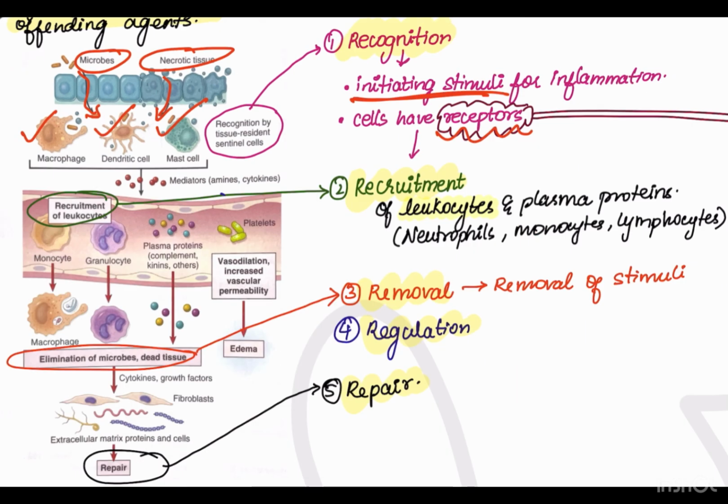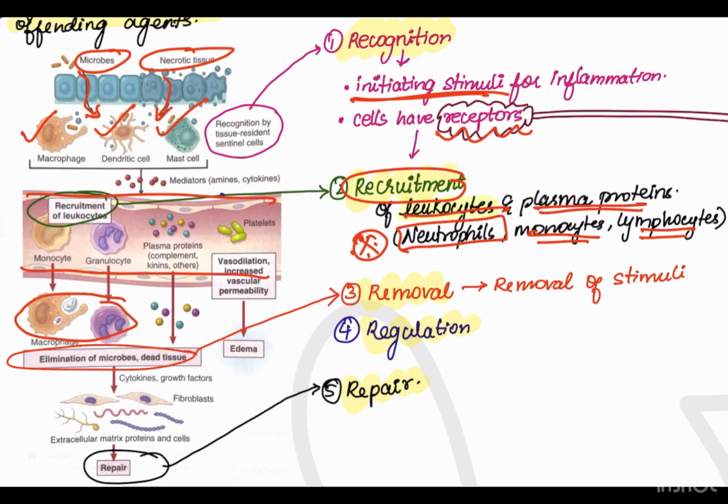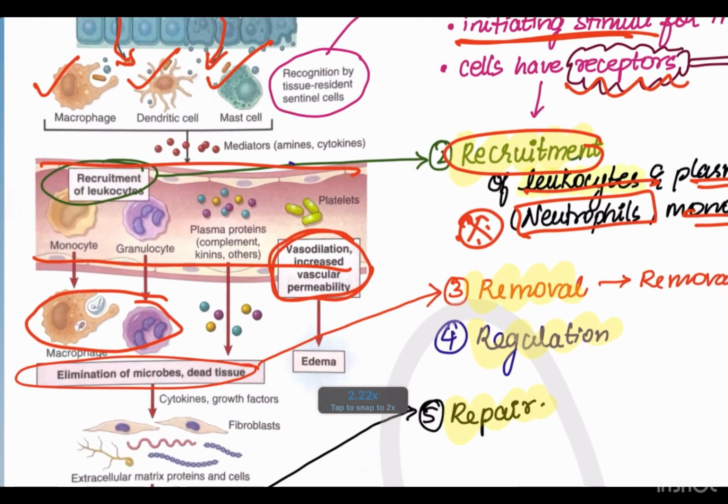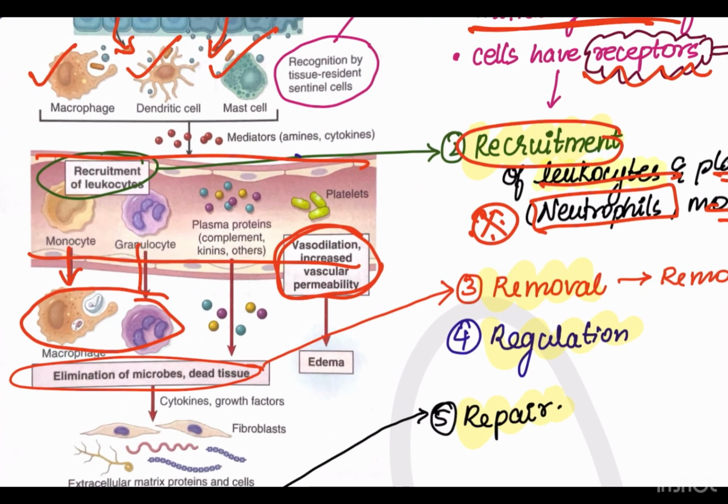Next, after being recognized, there will be recruitment of leukocytes and plasma cells. In leukocytes, mainly neutrophils, then followed by monocytes, then lymphocytes. There will be recruitment of these cells from the blood circulation to the extravascular site. For this, there will be vasodilation and increased permeability. In this picture, you can see that the cells are coming out from the circulation.